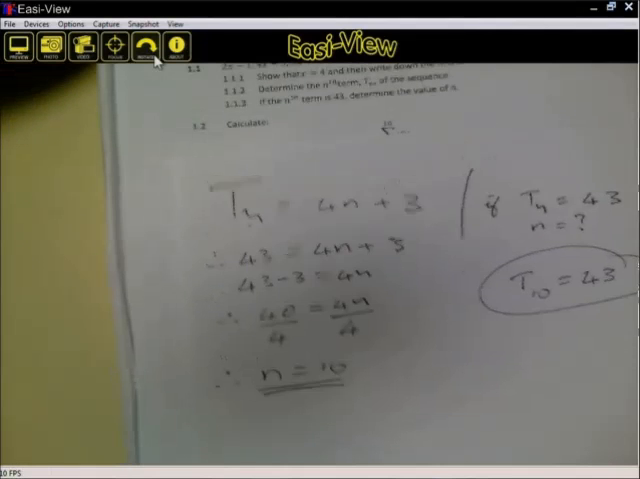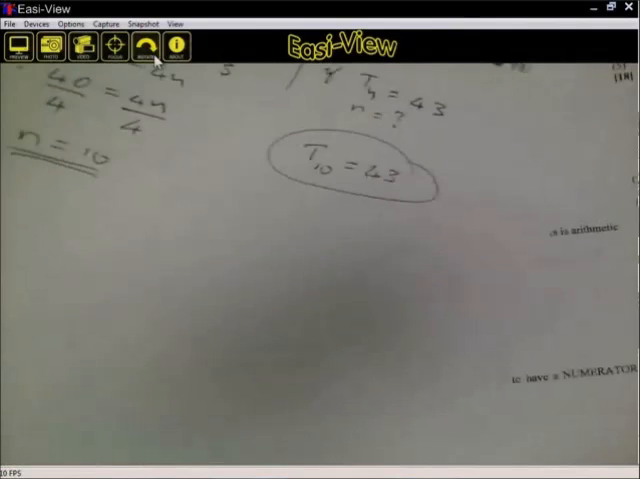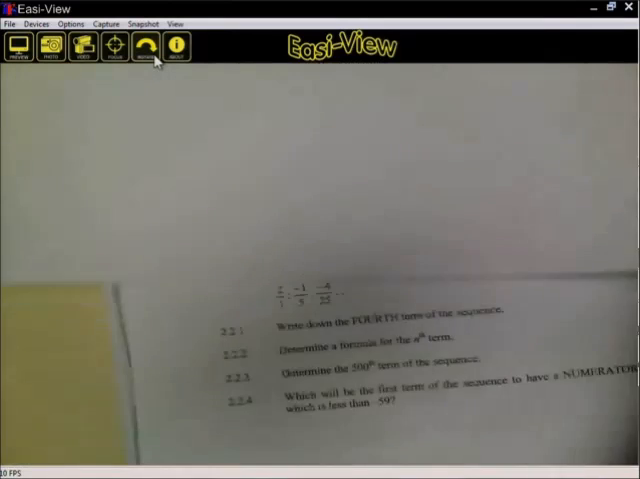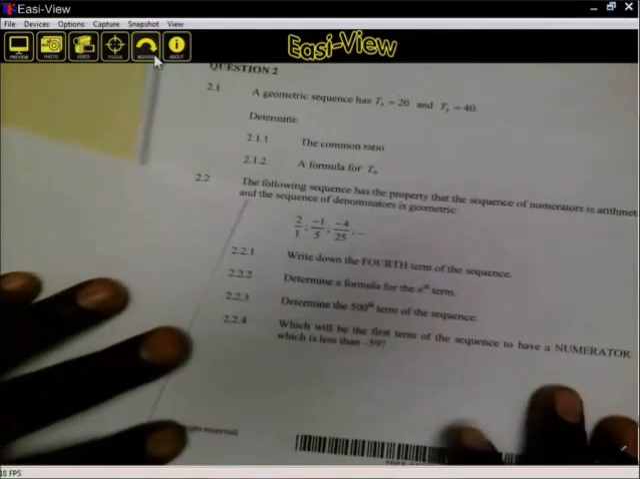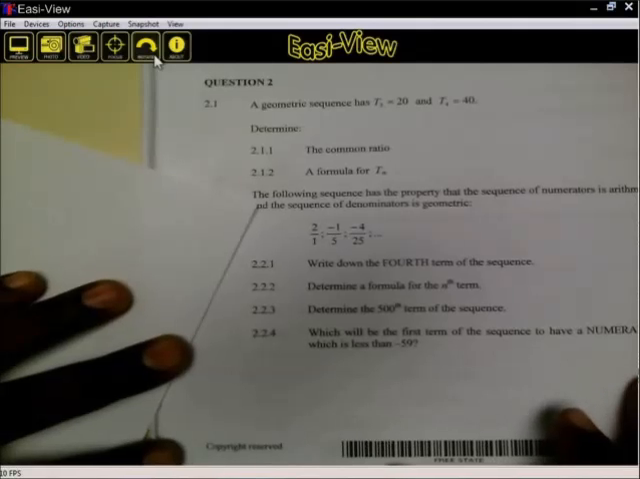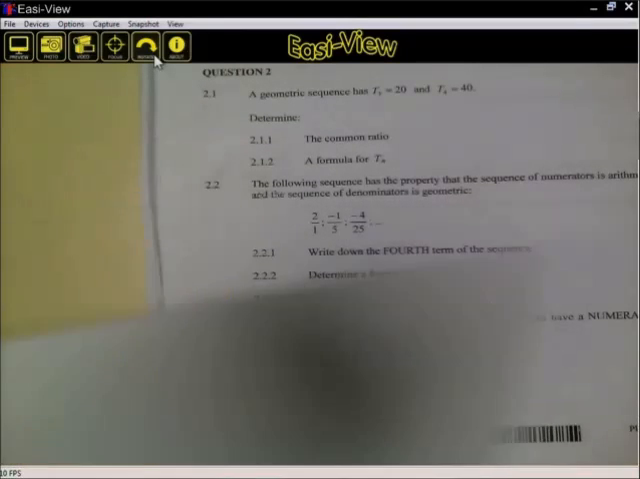Now I have some interesting questions that I would like us to share from the February paper that was written by learners who wrote supplementary exams. Now this paper is very interesting. If you can get it right, you will never go wrong. Now let's look at question 2, still on sequences and series. Now let's look at 2.1.